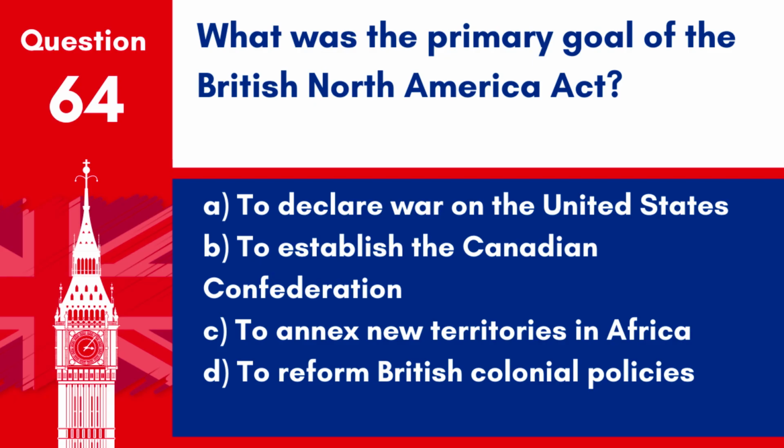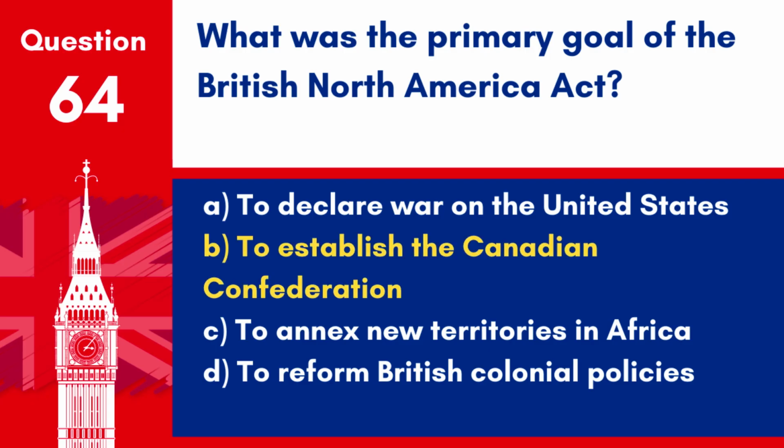Question 64. What was the primary goal of the British North America Act? A. To declare war on the United States. B. To establish the Canadian Confederation. C. To annex new territories in Africa. D. To reform British colonial policies.